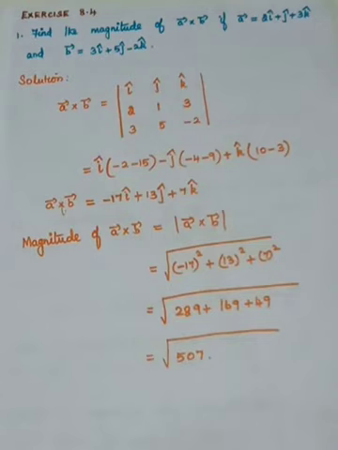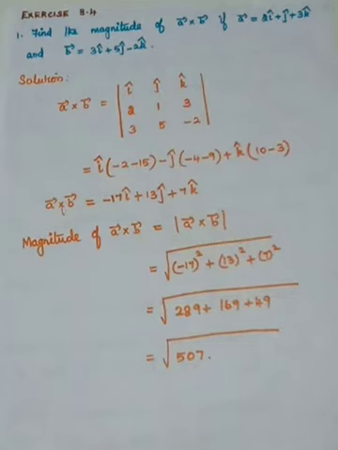Good morning, students. Exercise 8.4, problem number 1. Find the magnitude of A vector cross B vector if A vector is equal to 2i cap plus j cap plus 3k cap and B vector is equal to 3i cap plus 5j cap minus 2k cap.